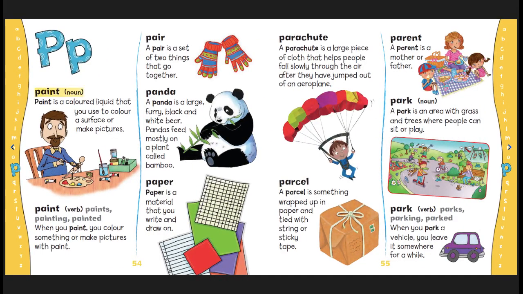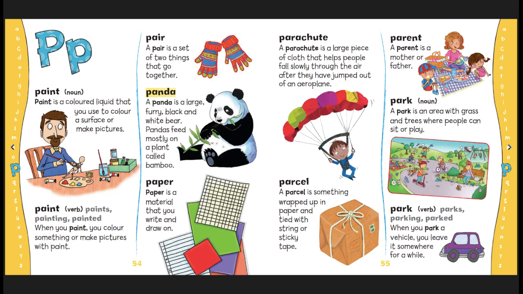P. Paint, noun. Paint is a coloured liquid that you use to colour a surface or make pictures. Paint, verb. Paints, painting, painted. When you paint, you colour something or make pictures with paint. Pair. A pair is a set of two things that go together.